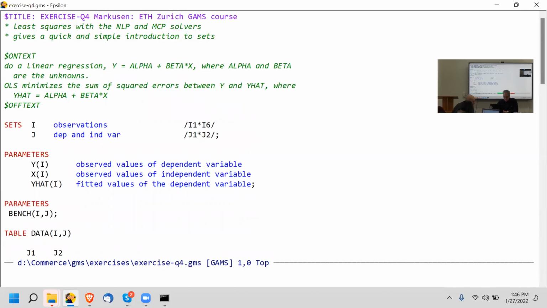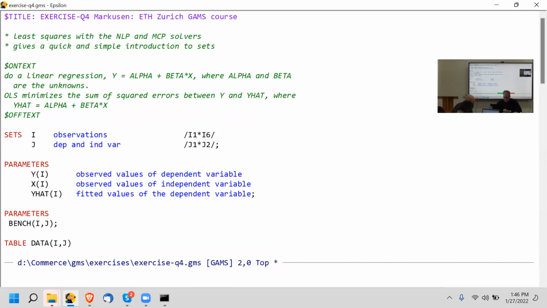That's one. We'll do one more. Let me open up a new one: the linear regression, y equals alpha plus beta times x. You're going to circulate all these, right? Yeah. Okay.